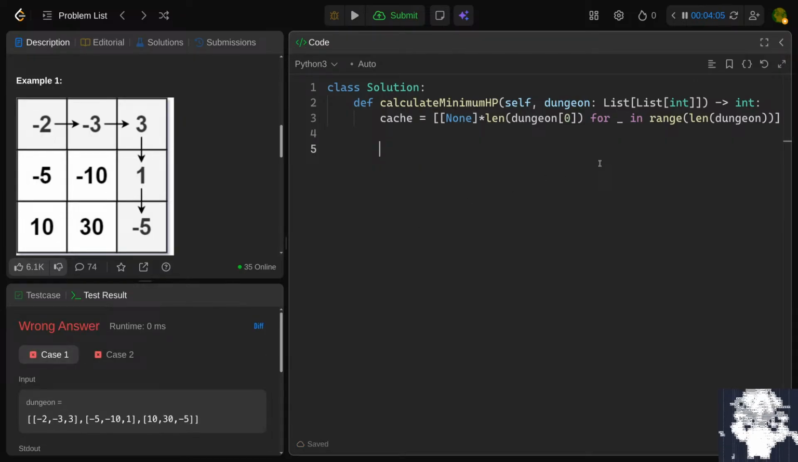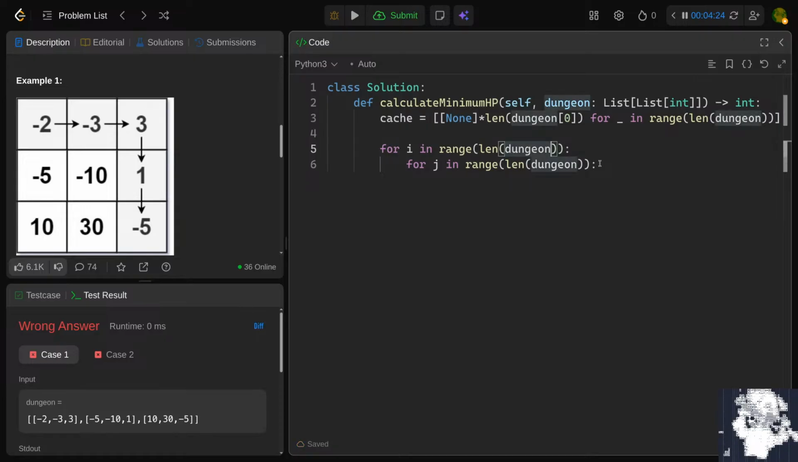Then we iterate from the bottom right up outwards. So for i in range len of dungeon, for j in range, one of these needs to be of 0. Let's make j be that one so that we're indexing at ij. We need to go through these in reverse because we want to start in the bottom right. So reversed.